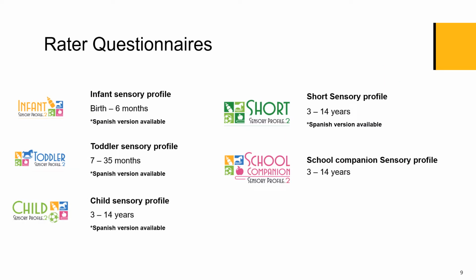There are 5 different rater questionnaires depending on the client that you are seeing. So we have the infant sensory profile, which is for birth to 6 months. There is the toddler sensory profile between 7 months and 35 months, the child sensory profile between 3 to 14 years, the short sensory profile between 3 to 14 years, and the school companion sensory profile between 3 to 14 years. And you can see here below the infant, toddler, child, and the short all come with the Spanish version available also.